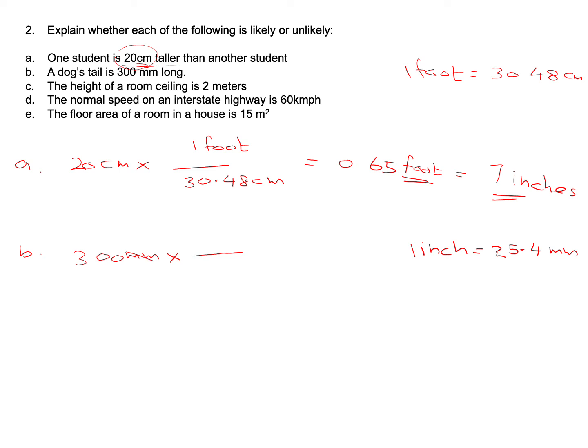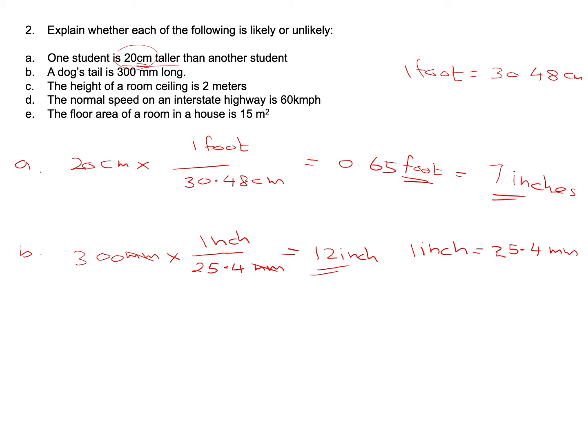So you have to cancel millimeters with 25.4 millimeters per 1 inch. So which is equal to 300 divided by 25.4, which is 12 inches. So the dog's tail, 12 inches, is 1 foot. It's possible. It's a likely scenario.